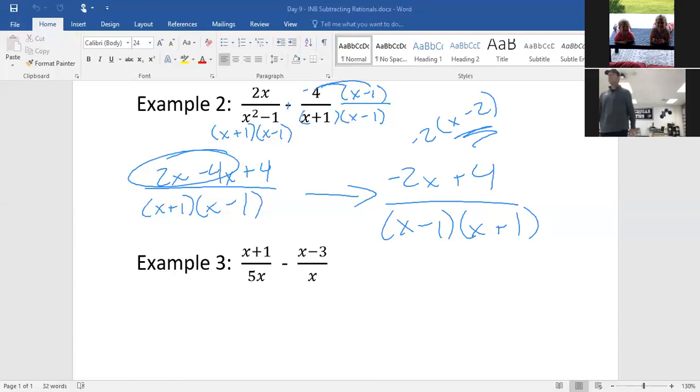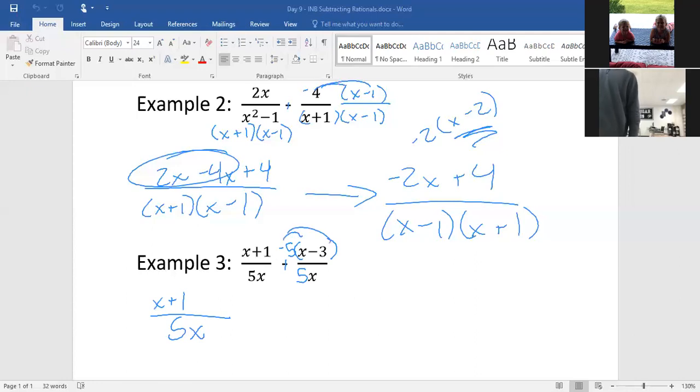Last example. All right, 5x and x. The common denominator is going to be 5x. So all I need to do to the second rational is multiply by 5. If I multiply the top and the bottom by 5, I'm not changing the value of it. The only difference between adding and subtracting is I've got to distribute that negative and make it a plus sign. So LCD is 5x. x plus 1 is not going to change.